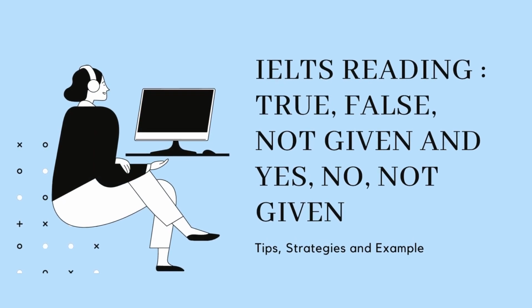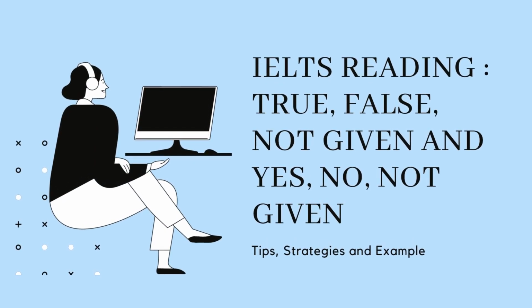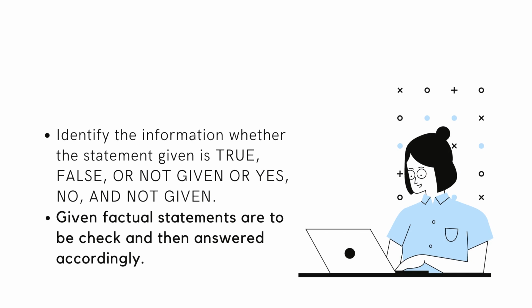The true, false, not given and the yes, no, not given question types in the IELTS reading require you to identify the information in a text which is true, false, or not given, or yes, no, and not given. You will be given a number of factual statements and you have to check the text to see if they are true or not, if they are yes or no, or they are not given at all. This is probably the most difficult question type in the reading papers.